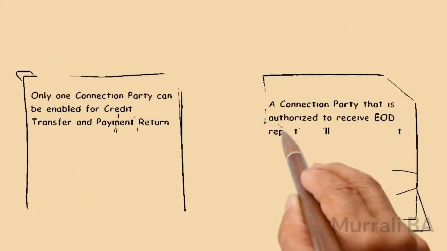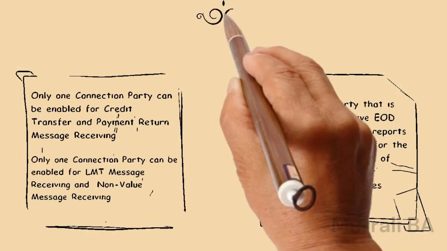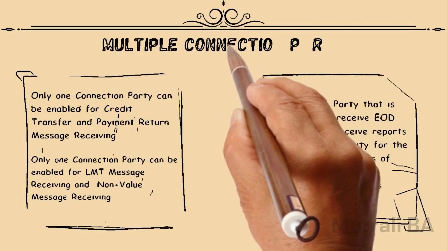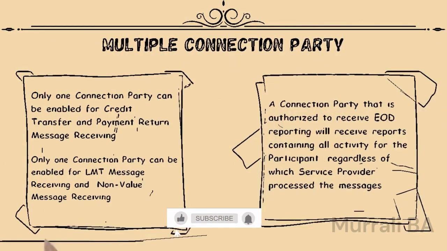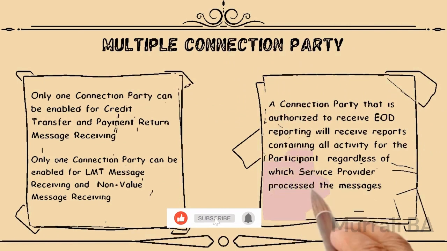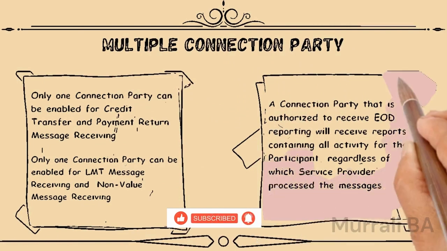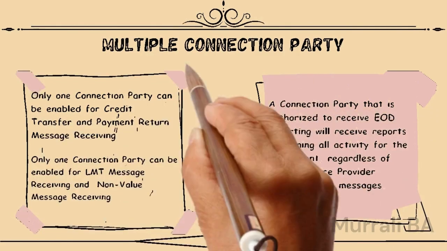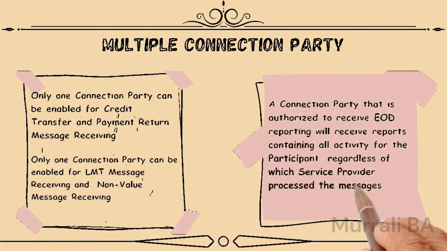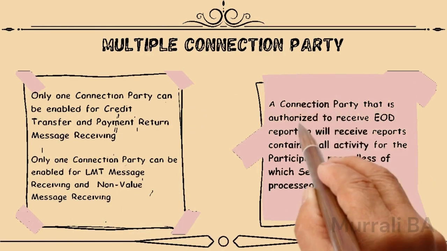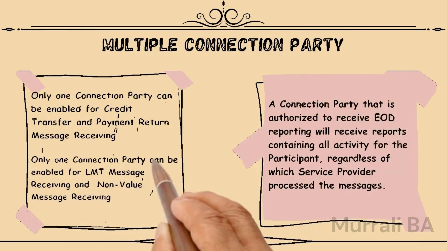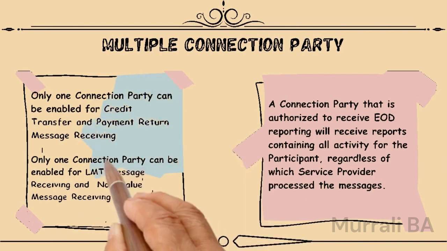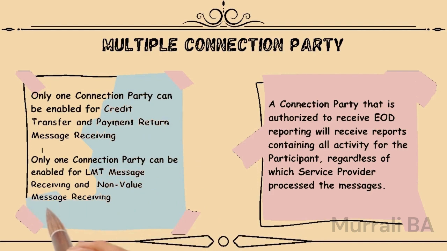Sometimes a bank can have multiple connection parties, even from different service providers if they want. In such cases, the permissions can be provided maybe like the following. Perhaps one connection party is used for credit transfer and return transfer. Another one can be used for receiving liquidity management transfer and non-value messages like PAX2, CAN56, etc. In this case, the service provider who offers this connection party to a bank may not be aware of the transaction performed by the other.